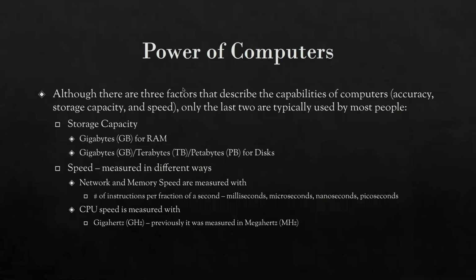So if we're talking about network and memory speed, we talk about measuring in number of instructions per fraction of a second. And so this could be in milliseconds, microseconds, nanoseconds, picoseconds, okay? CPU speed, on the other hand, is measured with gigahertz these days. It used to be measured in megahertz. Okay? In the future, it will probably be measured in terahertz.